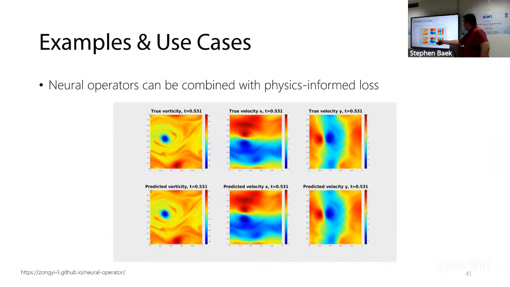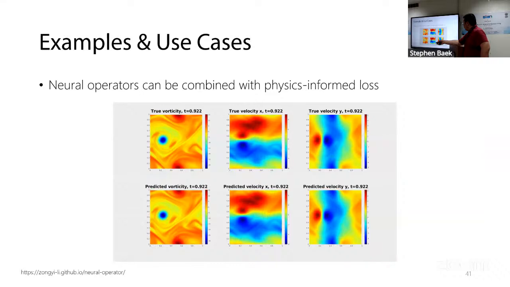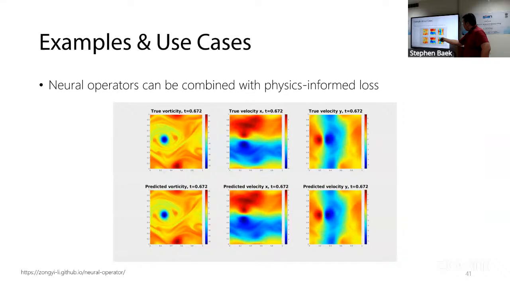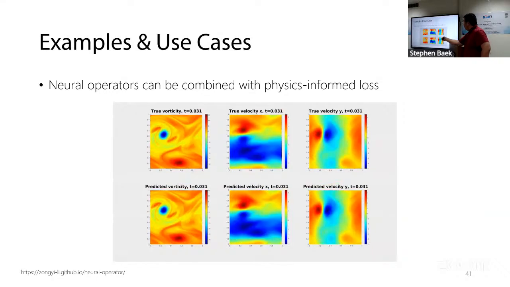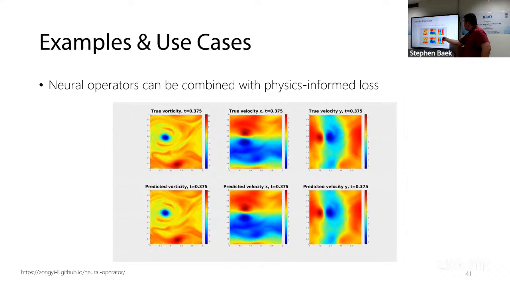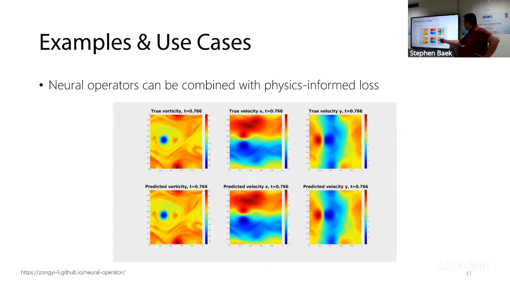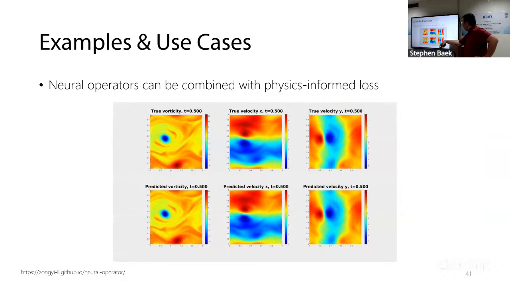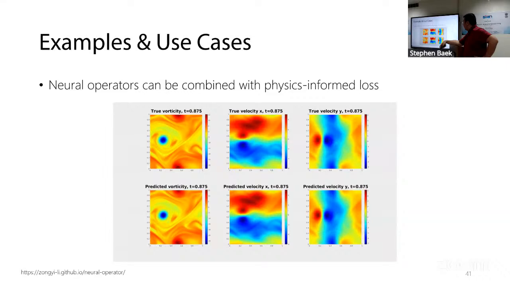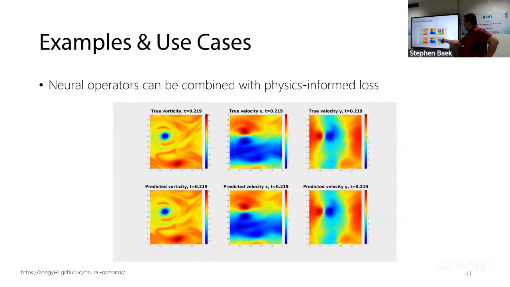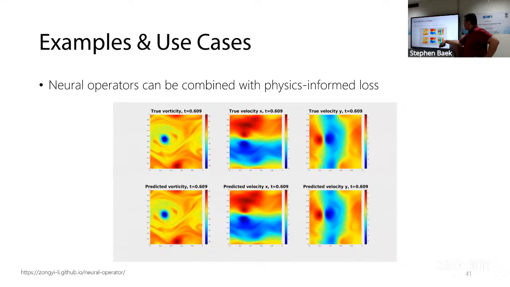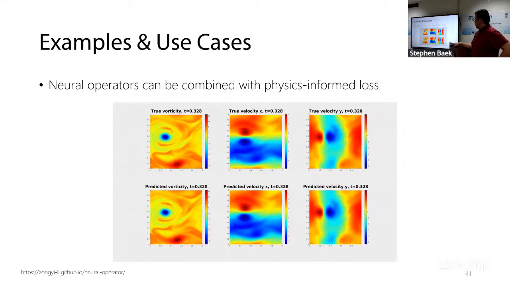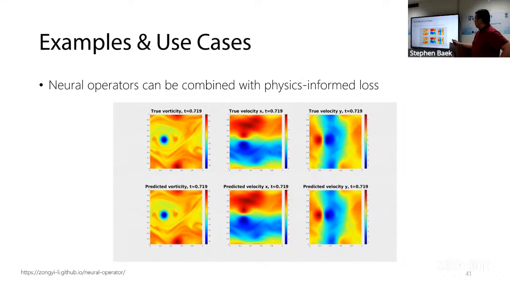Here's a little more. I think this one, we're back to Navier-Stokes again. We have the vorticity, and then the velocity field, the x component of the velocity and the y component of the velocity. On the top row, we have the true signal from the direct numerical solver, and the bottom row is the prediction result from the neural operator. And you can see that it's actually pretty good, right, if you look at the prediction result.